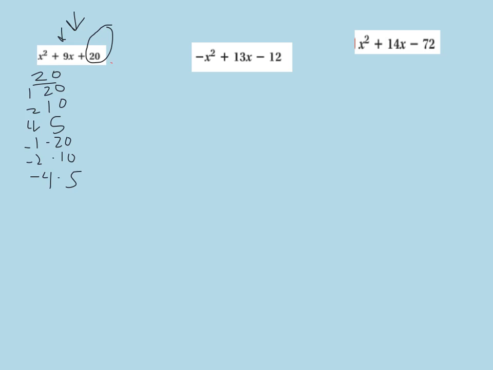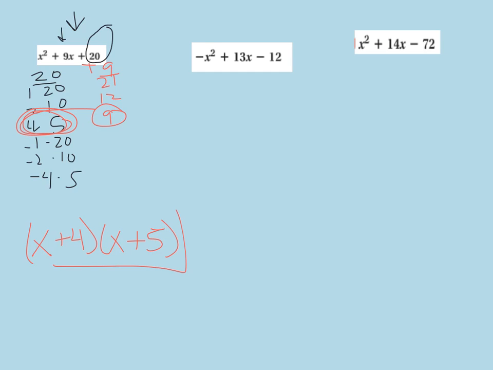So now I'm going to add these together to see if any of them equal 9. 1 plus 20 is 21. That does not work. 2 plus 10 is 12. That does not work. 4 plus 5 is 9. This is my answer. So these right here would be my factors. Once I have my factors, I write it down as a binomial. So I have x, it's a positive 4, and then I have x and a positive 5. So this right here would be my factored answer.